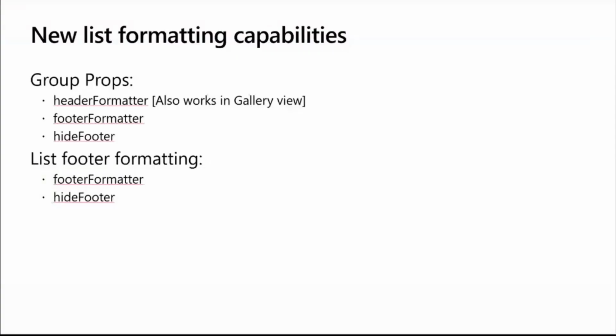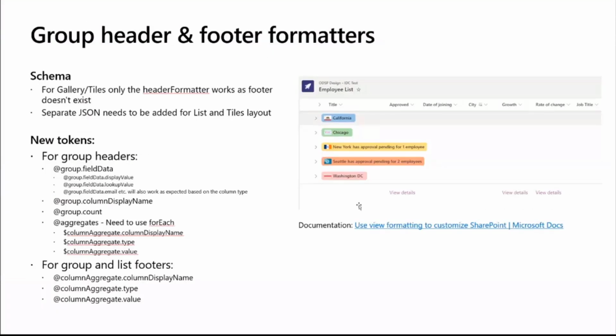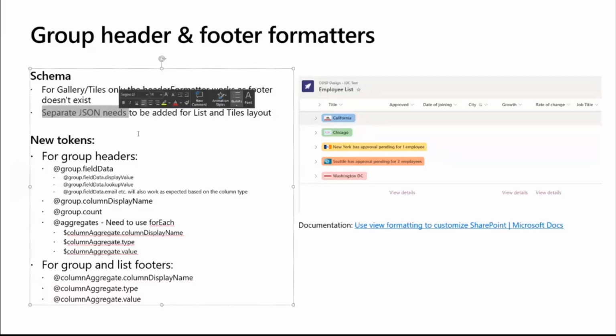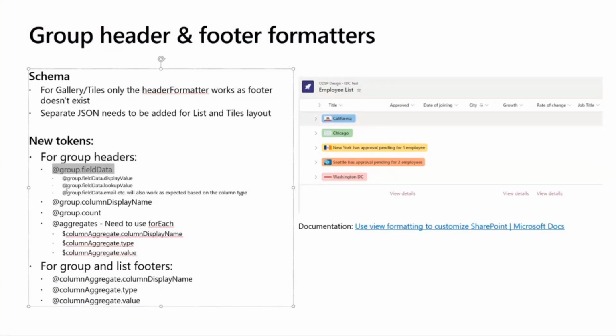All this code is already available in the documentation. We looked at gallery and tiles header formatter. And another important thing, we need to use separate JSON for list and tiles layout to show the formatting. And these are new tokens which we introduced, the add group token and the aggregate token to get the respective information from the list, and add column aggregates to get the aggregate data. And that's it from my side.